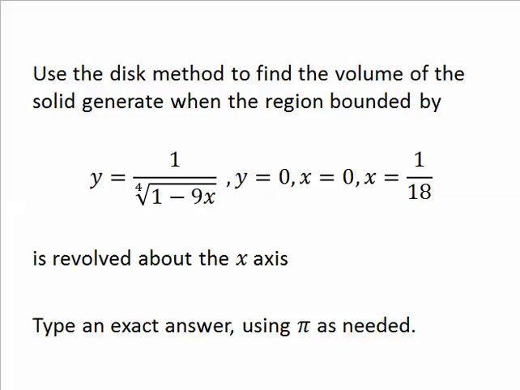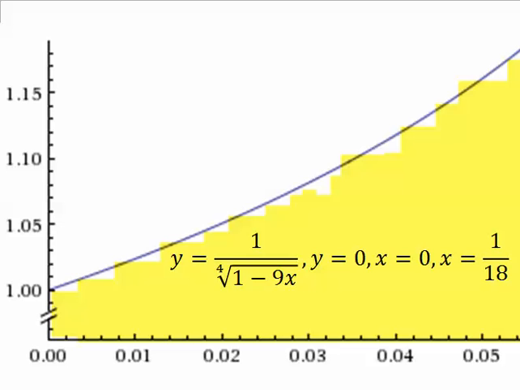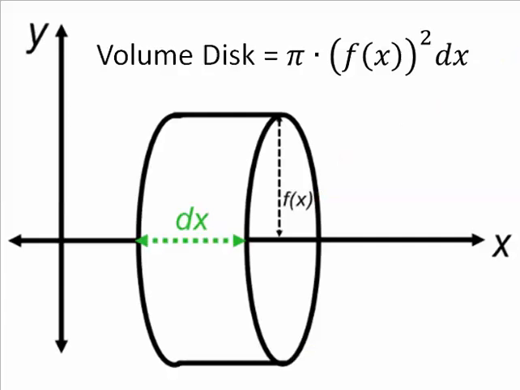6.3.21. Use the disk method to find the volume of the solid generated when this region is revolved about the x-axis. They want an exact answer using pi as needed. This is the region that we are revolving about the x-axis. Recall that the volume of a disk is pi r squared dx.